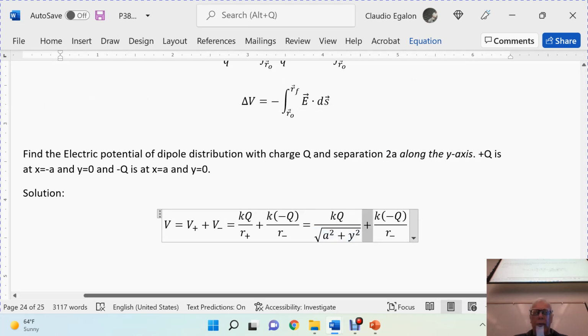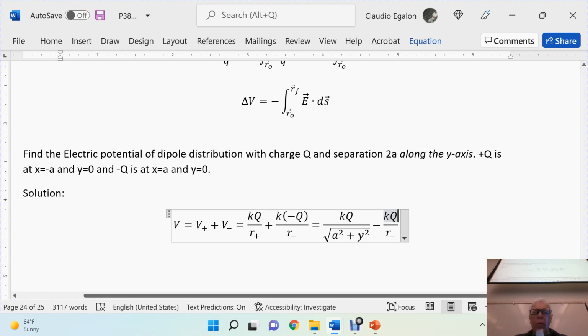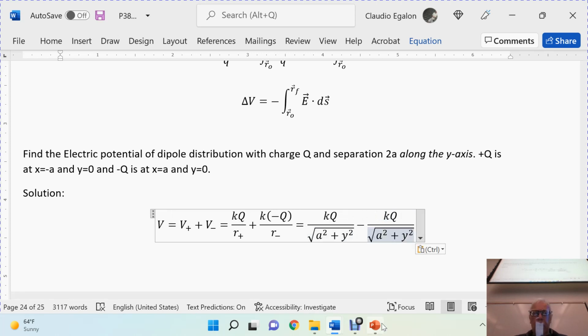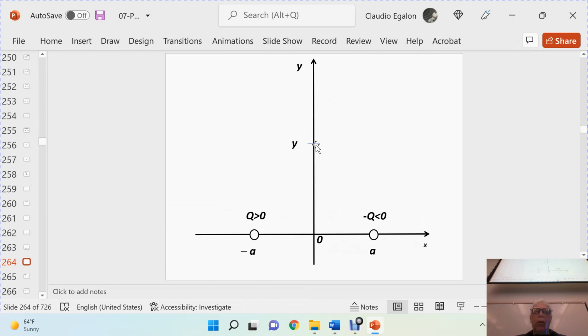Here the negative sign can go outside the parentheses to simplify our equation, and the distance is going to be the same. The distance for the negative charge here is going to be the same. It would be different if we had a point right in here or a point right in here. The square root would be different, okay? But we are doing a simpler problem. We're calculating just the electric potential along the y-axis.